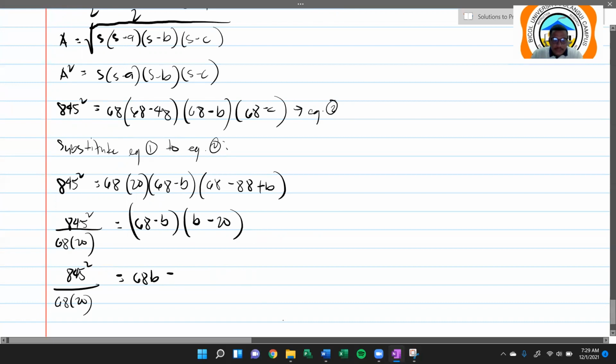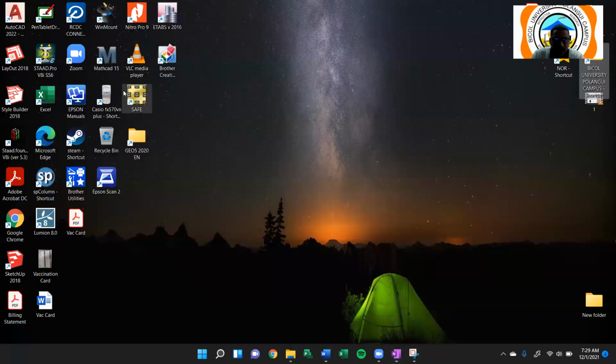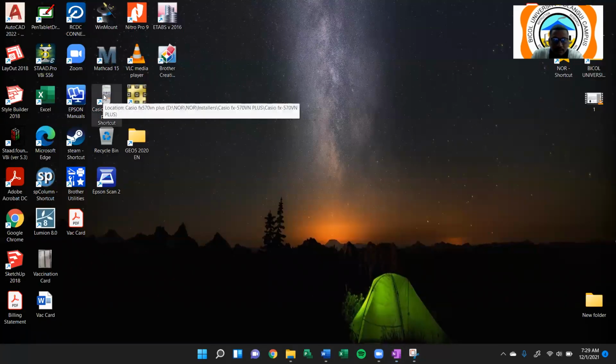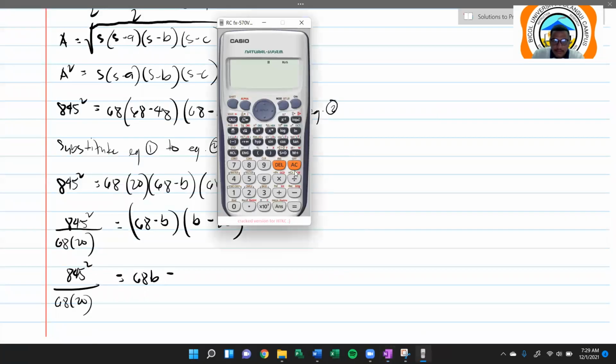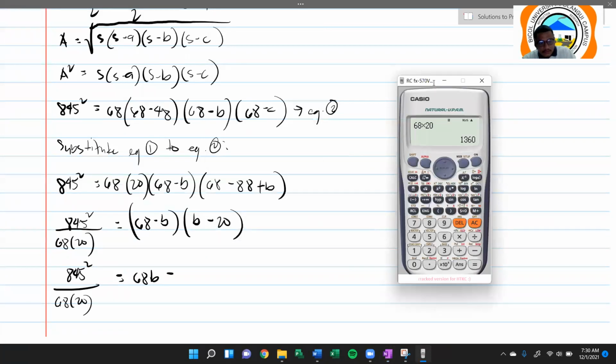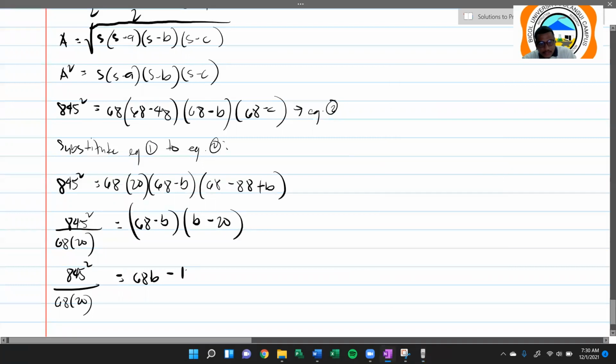So this becomes 845 squared over 68 times 20 equals 68B minus B squared minus 68 times 20. How much is 68 times 20? We have 68 times 20, 1360. So we have 1360 minus B squared plus 20B.